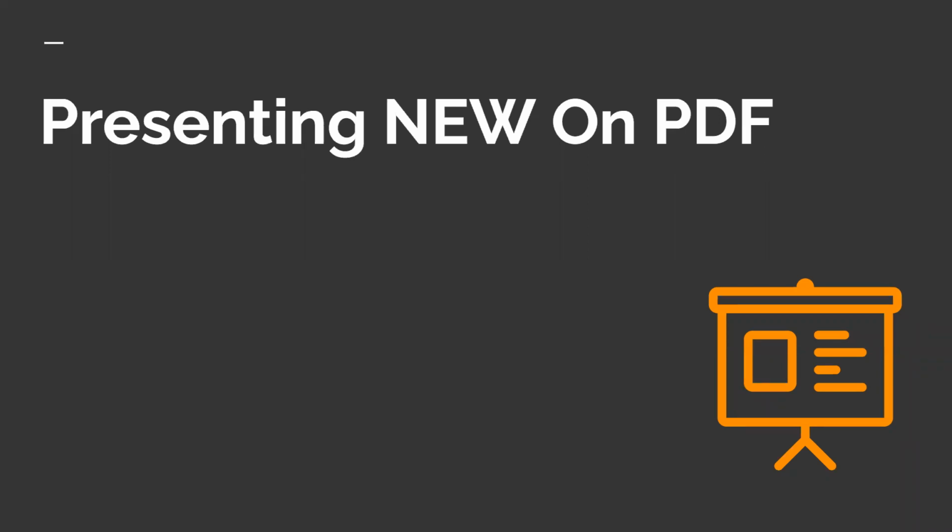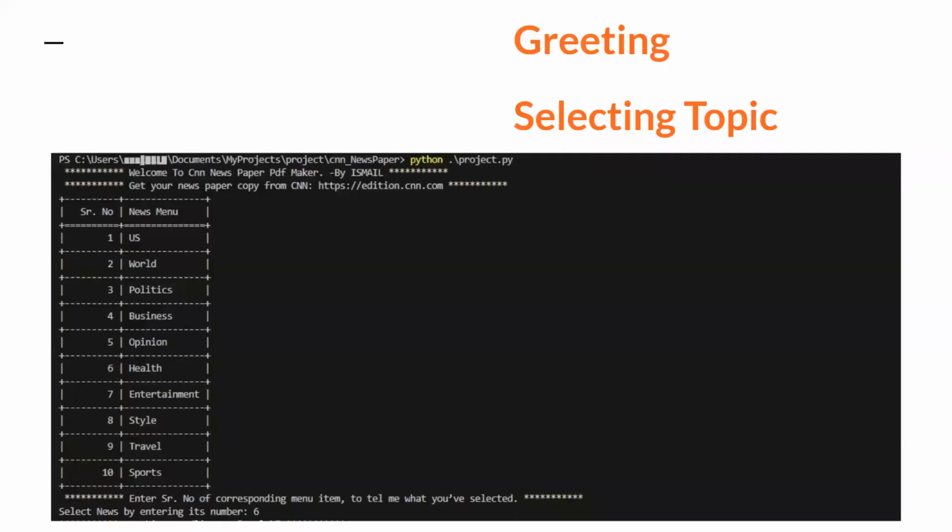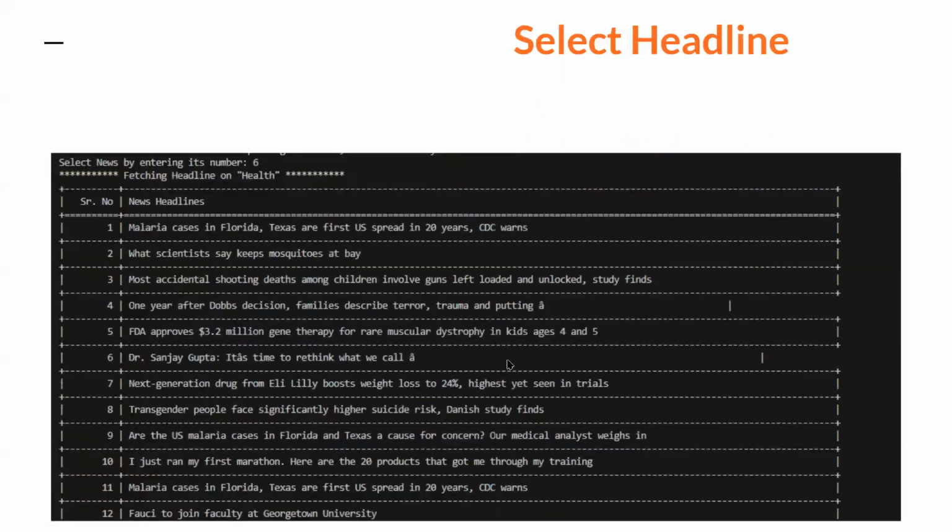Let's see how it works. When you run the project, it will scrape all the topics from the CNN portal and display here. You can select any of these topics by entering the respective serial number like this. Once you select any topic, it will scrape all the headlines for that particular news and show it here. Here also you can select any headline by selecting the corresponding serial number.